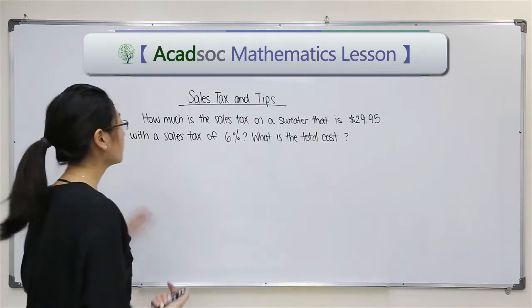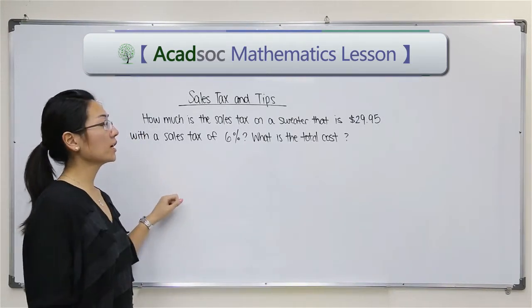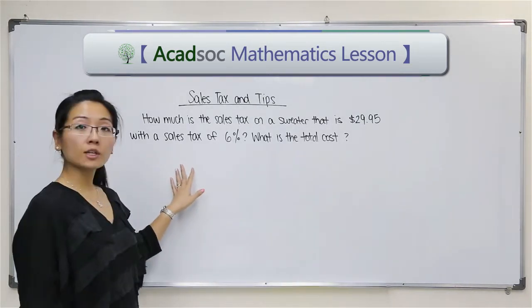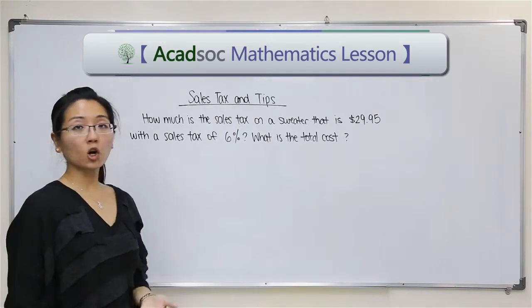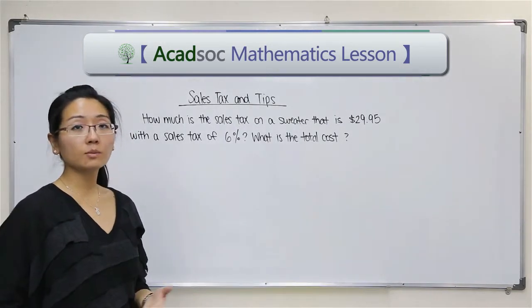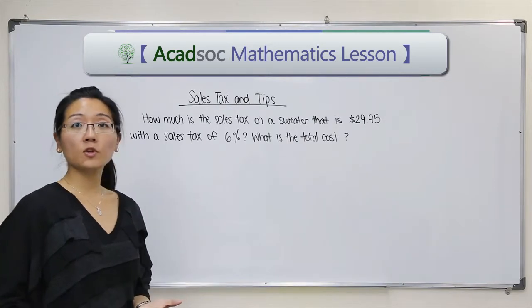percent. So if you look at this problem, it says how much is the sales tax on a sweater that is $29.95 with a sales tax of 6%? And what would the total cost be that you have to pay? Now, there are two methods of solving this problem. I'll show you both and see which one you like better.